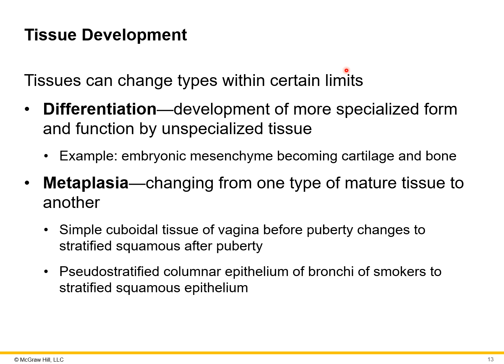Metaplasia is the changing of one type of mature tissue to another. So, for example, a simple cuboidal tissue before puberty could change to a stratified squamous epithelium after puberty, or a pseudostratified columnar epithelium of the bronchi being changed to a stratified squamous epithelium for protection.